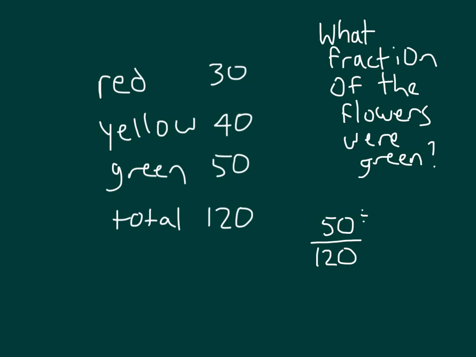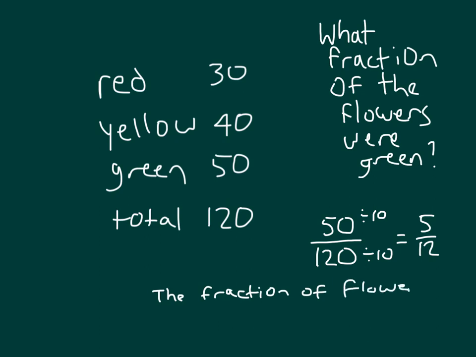The only thing that we would need to do with that, though, is to reduce and simplify it, and then we could say 5/12 of the flowers were green. And then so that's a fraction. The fraction of flowers that were green was, or is, 5/12.